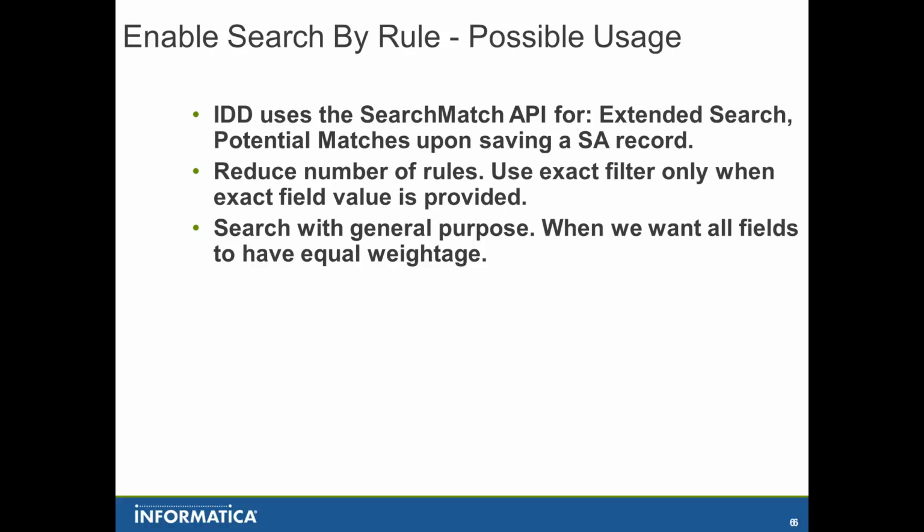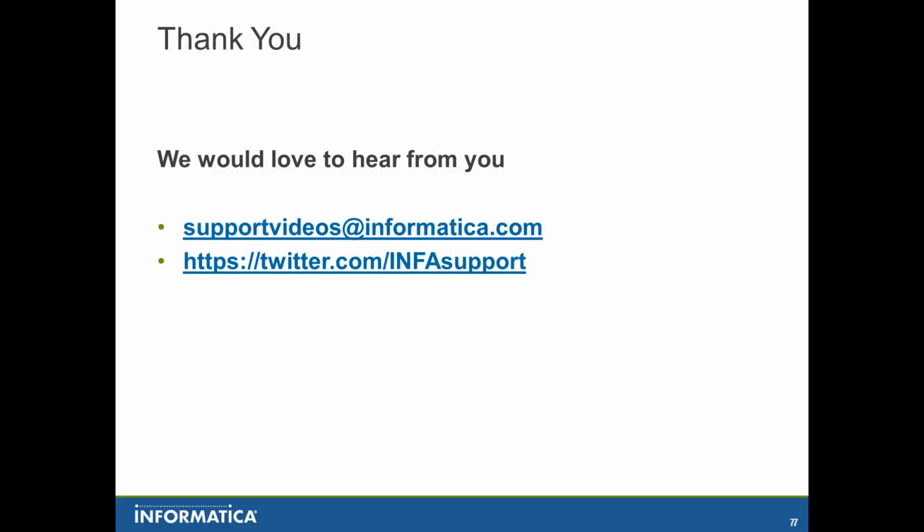In the second instance, let's say you want a general purpose search, where you want to search for all fields without any purpose. In that case, you could have enable search by rules disabled, and the system will create a rule on the fly with the field's purpose. So this concludes this walkthrough of the enable search by rule property. Thank you.